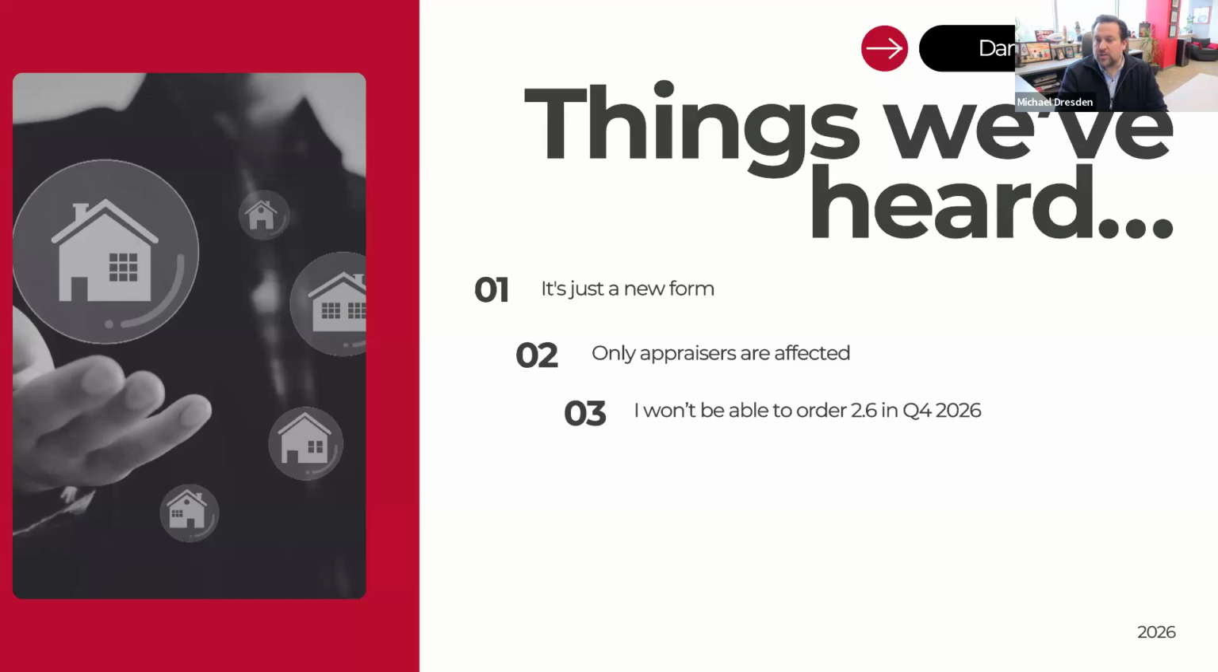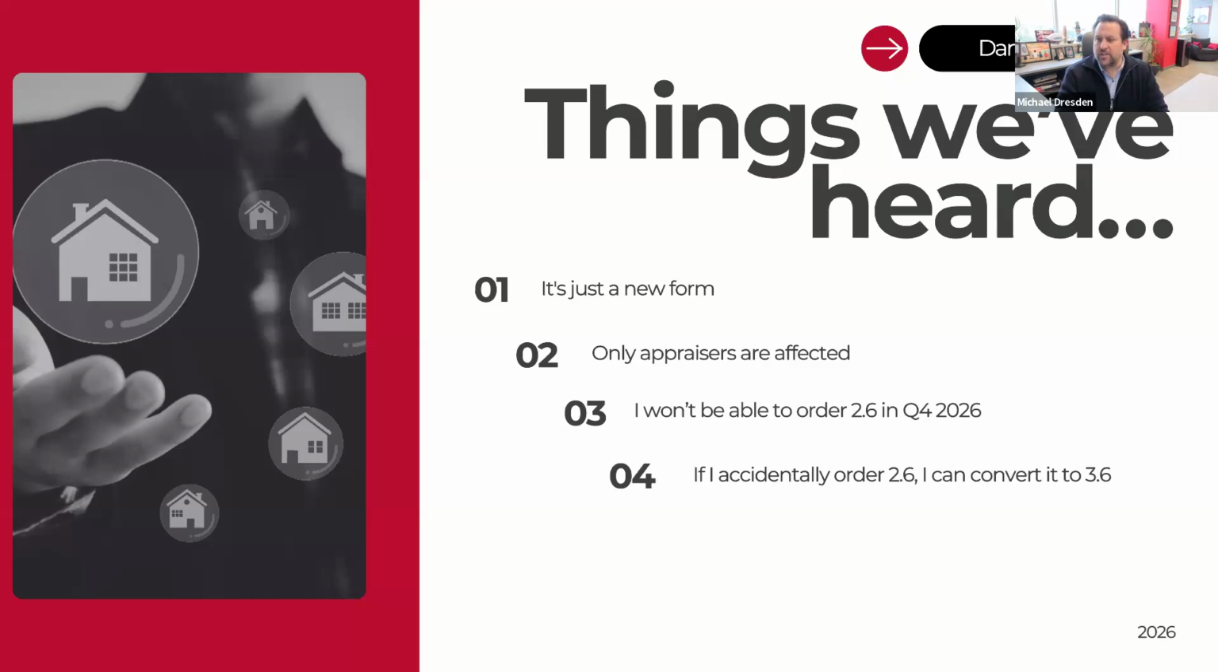We've heard I won't be able to order a 2.6 in Q4 of 26. Well, that's not entirely true, too. There's some situations where a 2.6 is completely appropriate. And while Fannie and Freddie haven't said they're going to extend the date, in the event they did extend the date, then you would still be able to order a 2.6 going forward. But as of right now, it's November 2nd.